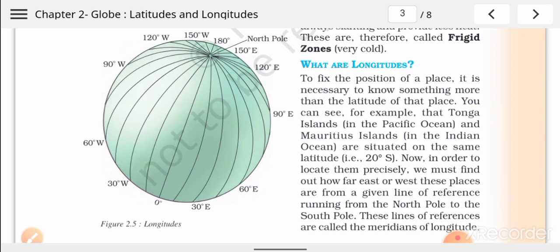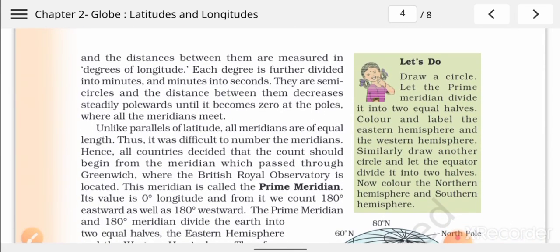To fix the position of a place, it is necessary to know something more than the latitude of that place. For example, Tonga Island and Mauritius Island are situated at the same latitude, 20 degrees south. Now, in order to locate them precisely, we must find how far east or west these places are from a given line of reference running from the North Pole to the South Pole. These lines of reference are called the meridians of longitude, and the distances between them are measured in degrees of longitude. Each degree is further divided into minutes and minutes into seconds.